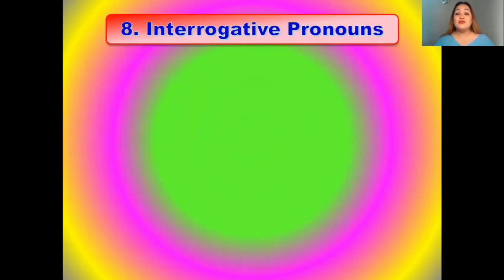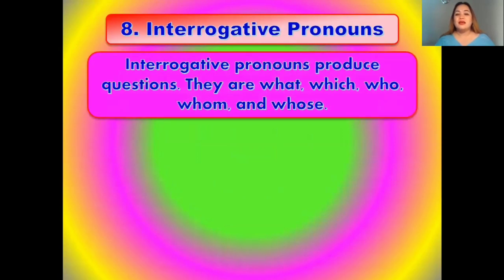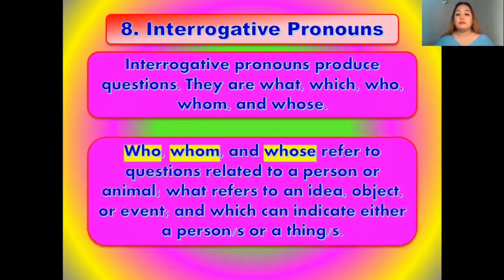Interrogative pronouns. Interrogative pronouns produce questions. They are what, which, who, whom, and whose. Who, whom, and whose refer to questions related to a person or animal. What refers to an idea, object, or event, and which can indicate either a person or a thing or things.